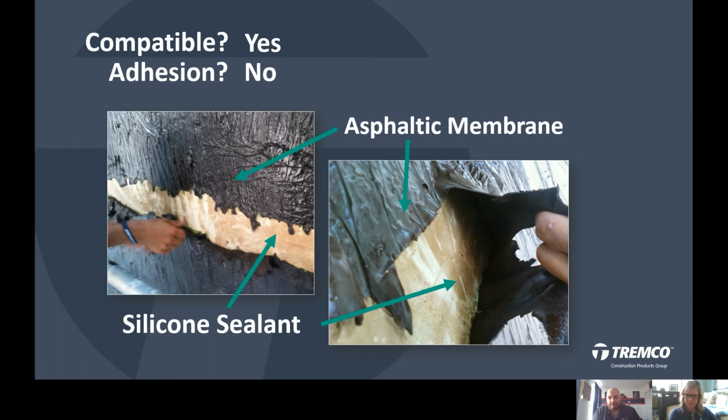Let's make sure we know what we're putting down and when. In this case, we put a peel and stick product over the rubberized asphalt, connecting the membrane to the membrane with the self-adhered membrane, and still got our continuity solved.